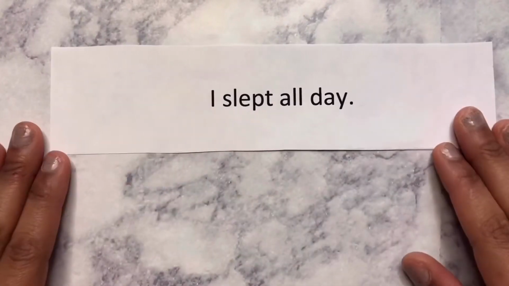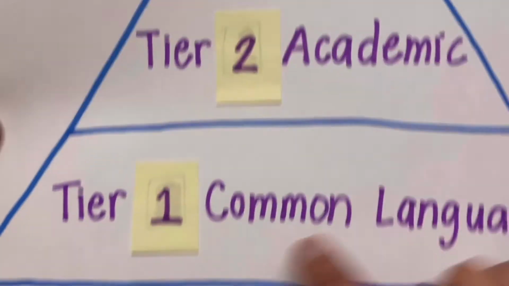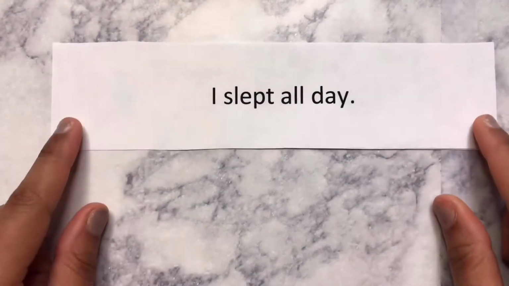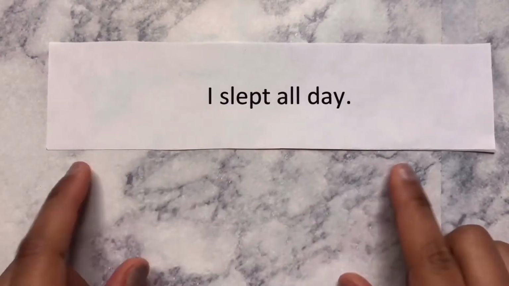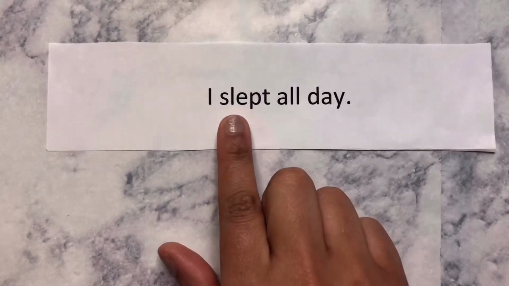Now these words, if we go back to our triangle that we've been learning about, are tier 1, common language words, which is what we use in our writing most frequently. How do we take these words and try to make it into a tier 2, possibly, or tier 3 words, and give our writing a little bit more body to it? So first of all, we have to identify which of these words we would like to focus on. So I am going to start with slept.